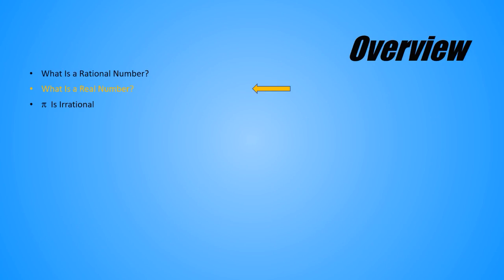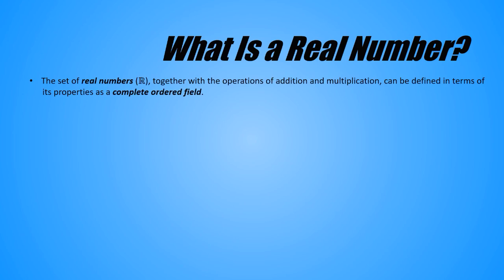In this segment, I want to talk about the real numbers, which include the rational numbers. The set of real numbers R, together with the operations of addition and multiplication, can be defined in terms of its properties as a complete ordered field. Now, if this were a rigorous course in real analysis, we'd spend quite a bit of time constructing the reals from the rationals. But that's a bit outside the scope of this Pi Day project, so we won't go there. But I will say a few words about the 3 defining properties of R, complete ordered field.